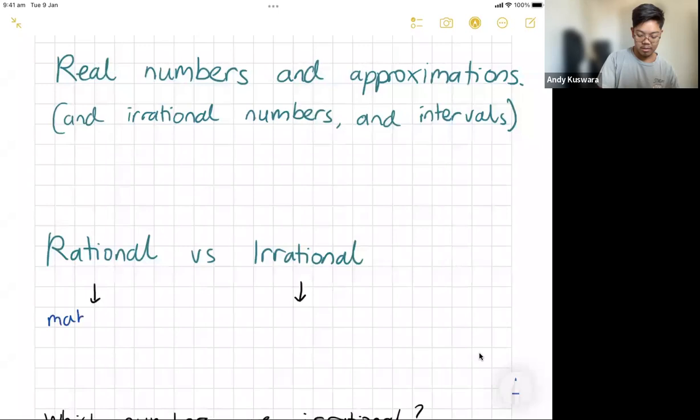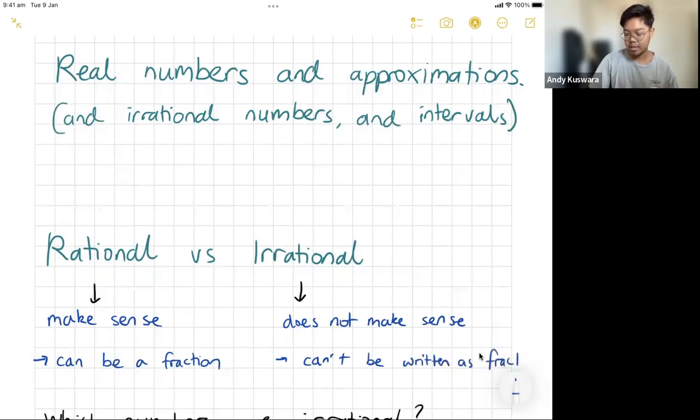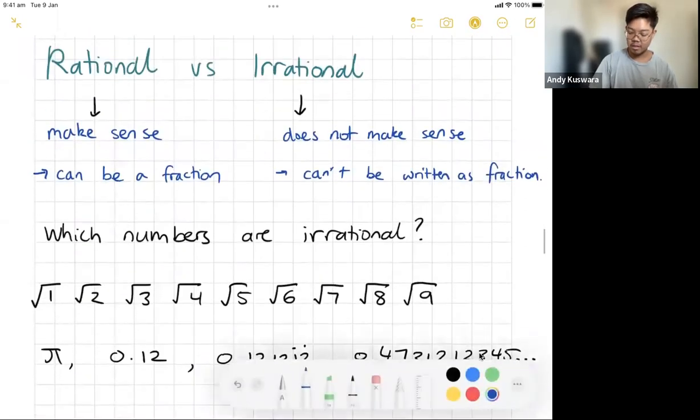Rational means it makes sense. Okay, if something's rational, it makes sense, or in other words, can be written as a fraction. Whereas irrational is, I guess, it doesn't really make sense, and it can't be written as a fraction. That's what that means.